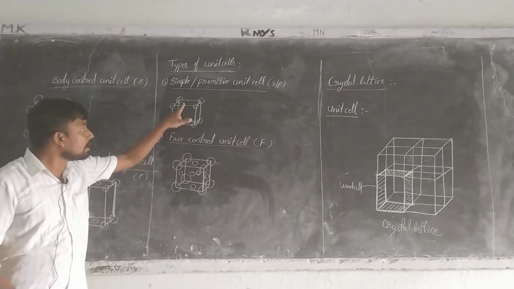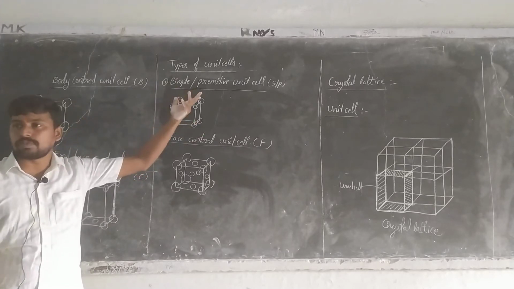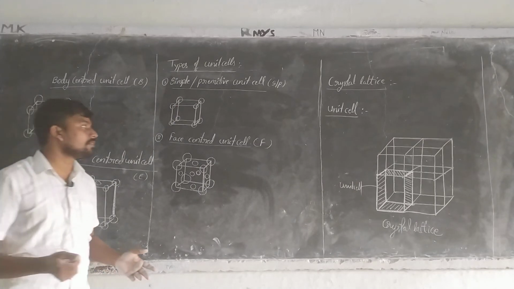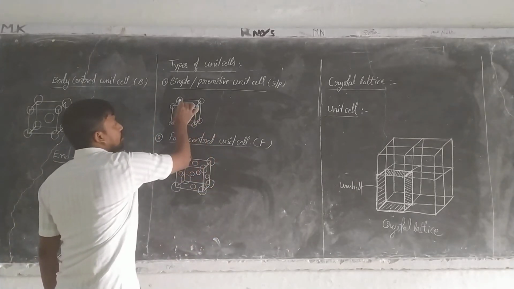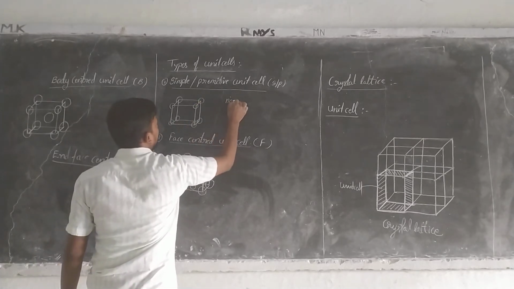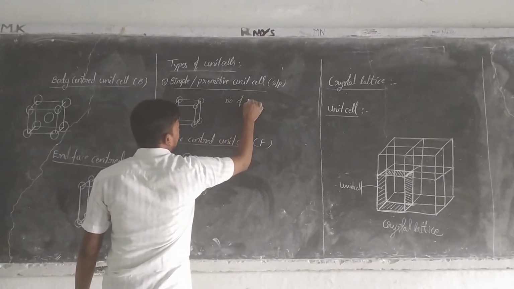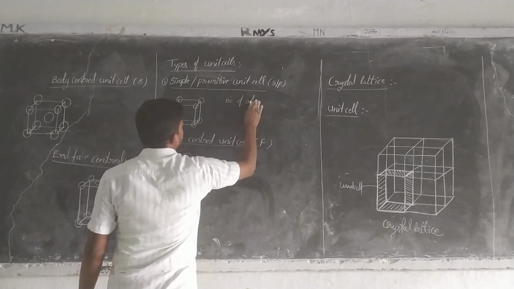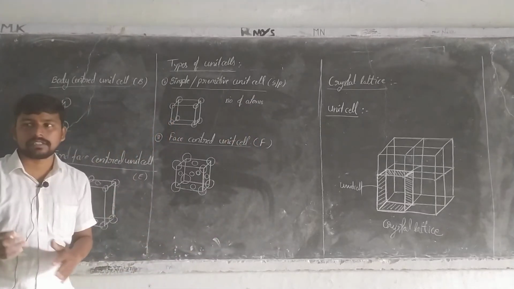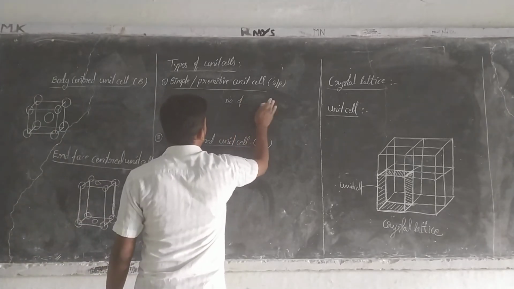So here 8 atoms belong to 8 cubes, for each cube 1. So in this classification, first here 1 2 3 4 5 6 7 8, calculation of the number of atoms, not atoms, number of constituent particles, number of atoms or number of particles.